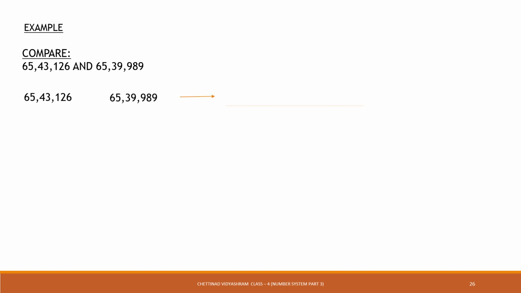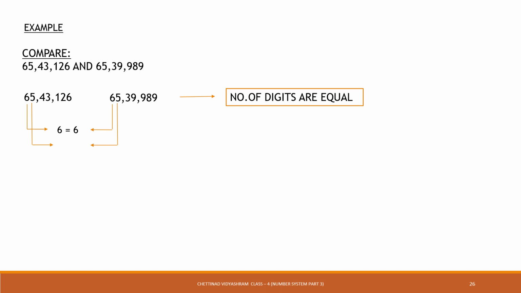Both the numbers are having an equal number of digits. So the number of digits are equal. Now start comparing from the left side of the given numbers. So here the first digit from the left is 6. Here also 6. So 6 is equal to 6. If they are equal, then we have to proceed with the next digit. Now the next digit for the first number is 5 and the next digit for the second number is also 5. So 5 is equal to 5.